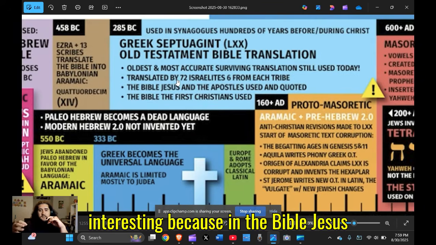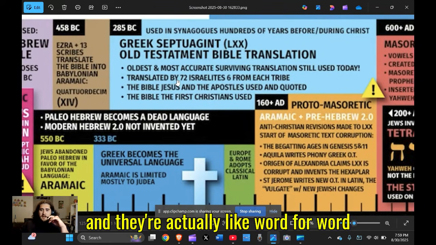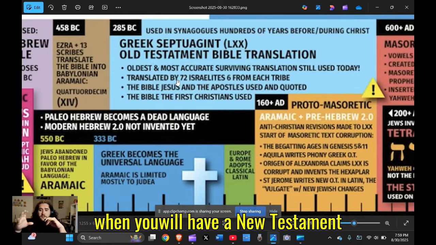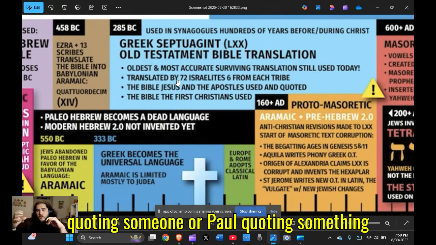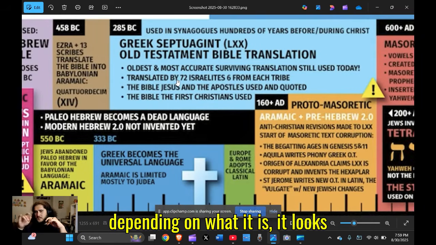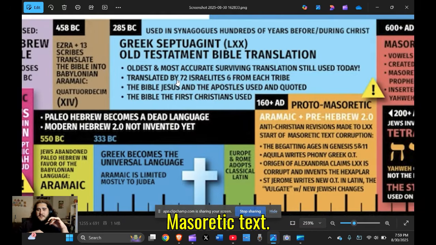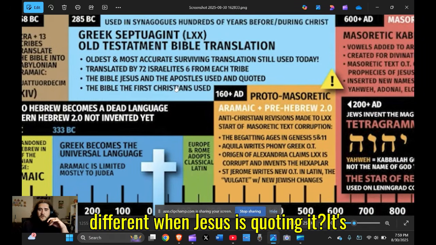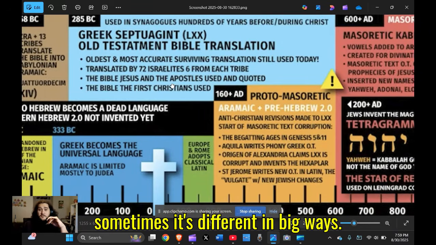And it's interesting because in the Bible, Jesus and the apostles use this and quote this, and they're actually word for word. If you ever notice a New Testament quote, where Jesus is quoting someone or Paul is quoting something, sometimes, depending on what it is, it looks different than if you use your Masoretic text. Why does it look different when Jesus is quoting it? Sometimes it sounds the same, but sometimes it's different, sometimes in big ways.